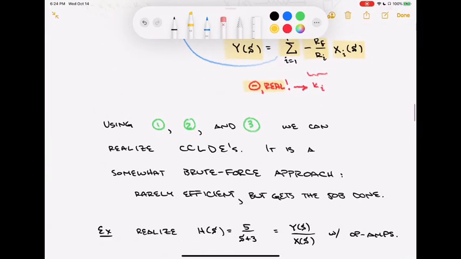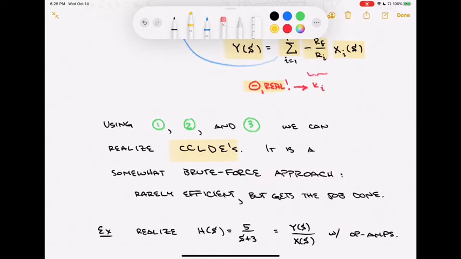Between these three different components, using the scale multiplier, using the integrator, and then using the adding circuit, and the integrator and adding circuit can be done with gains, we can realize constant coefficient linear differential equations, probably written as an integral equation. It is somewhat of a brute force approach, okay? It's rarely efficient, but it gets the job done.